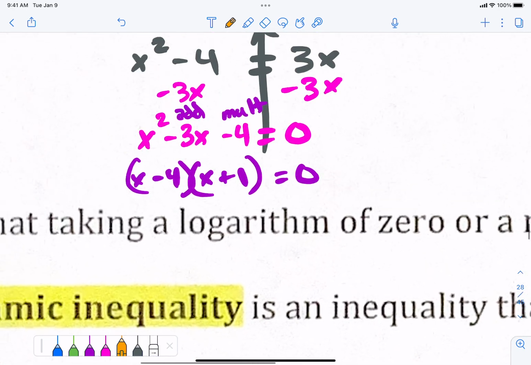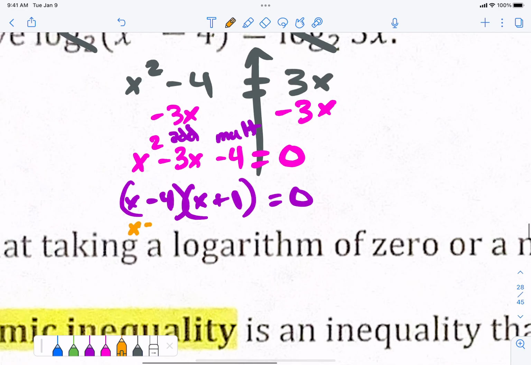If I set x minus 4 equal to 0, what's x equal to? 4. If I set x plus 1 equal to 0, x equals -1. So I have 2 answers.